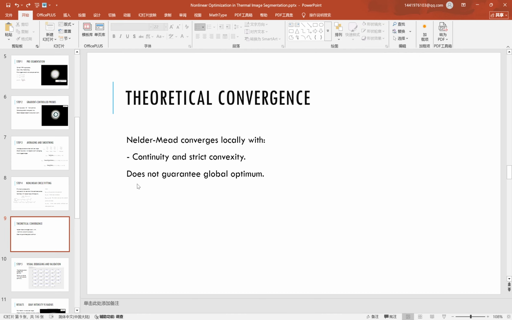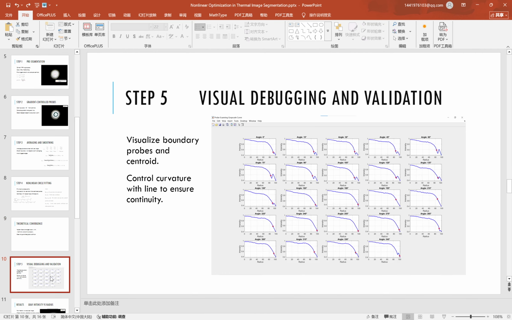So f is continuously differentiable and bounded below. We let the algorithm produce a series of simplexes with the vertices xk0 to xkn, and while satisfying the assumption that the objective function has strict convexity, the limit converges to a stationary point. It means that the delta f is equal to 0 and the diameter of the simplex approaches 0. Okay, so let's turn to the visual debugging and validation.